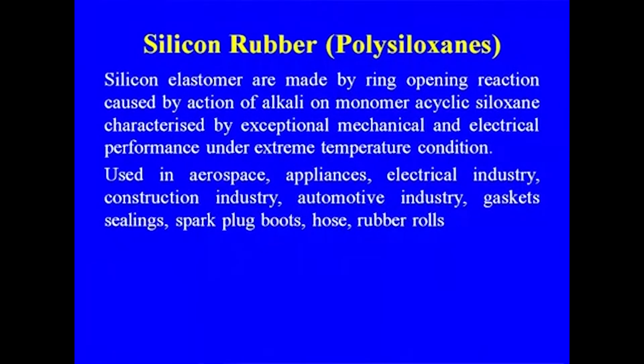So, so far as silicone rubber is concerned, this is used in aerospace appliances, electrical industry, construction industry, automotive industry, gasket lining, spark plug boards, hose, rubber rolls.